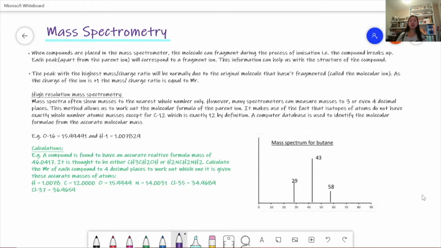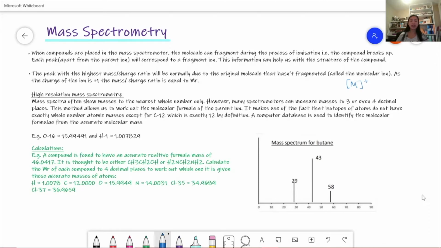As the charge of all the ions is +1, all the mass-to-charge ratios will be equal to the MRs. So the first species formed is called the molecular ion, and we denote this by square brackets, M and a plus for the positive ion. The signal for this M+ ion gives the MR of the compound, and this is the peak with the greatest m/z value.